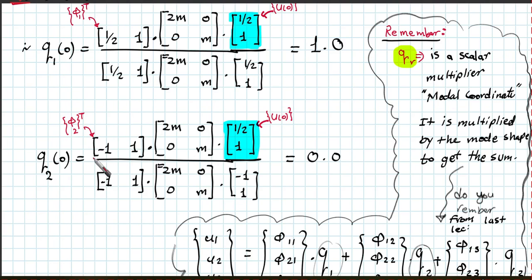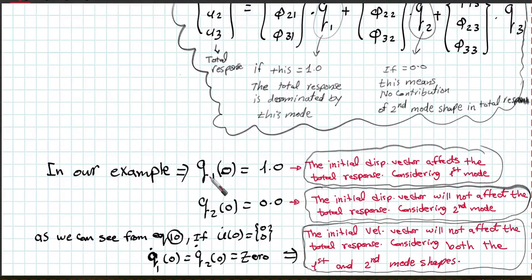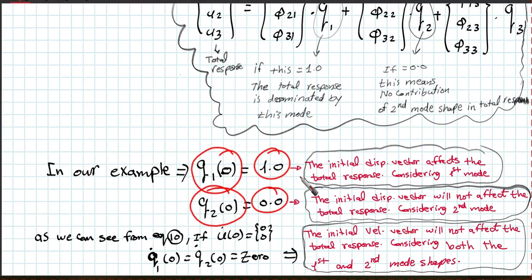Now, in our example, as you can see here, we have Q1 node equal to 1, Q2 node, of course, it is 0. What is the meaning of this? Again, I'd like to place emphasis upon the basic principle so that we do not lose the base or the main understanding of what we're doing. So Q1 node means the initial displacement vector affects the total response considering the first mode or through the first mode. That's the meaning of Q1 node.